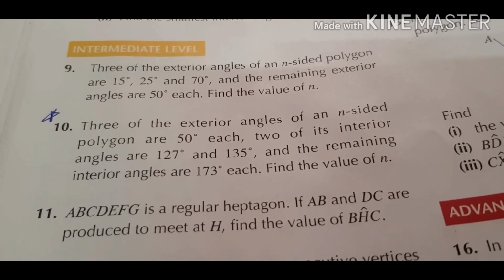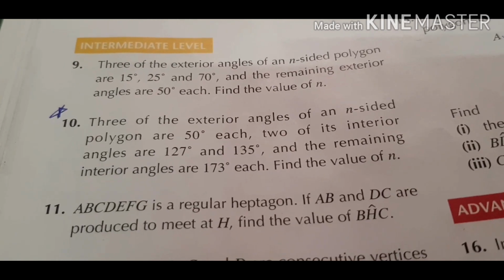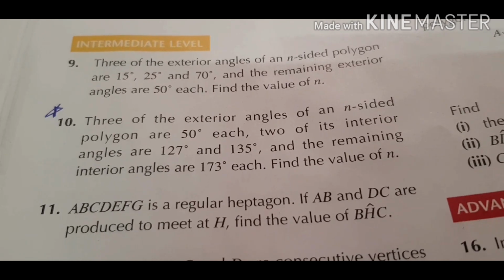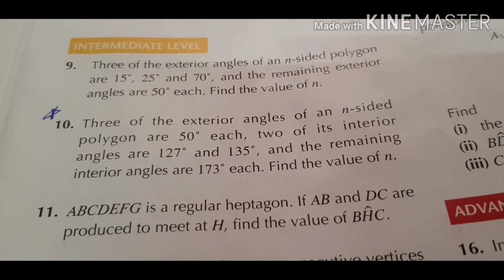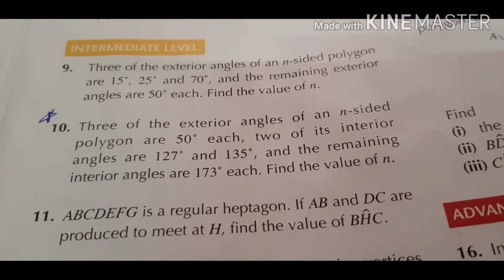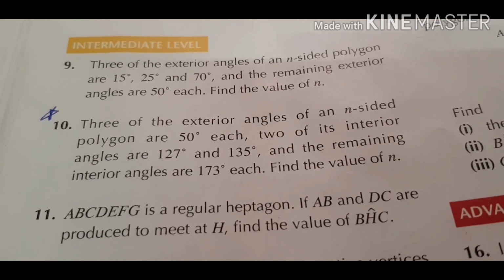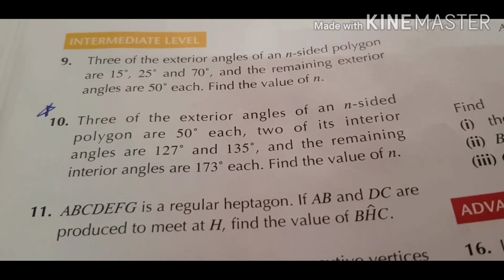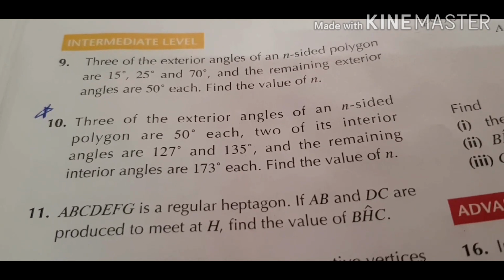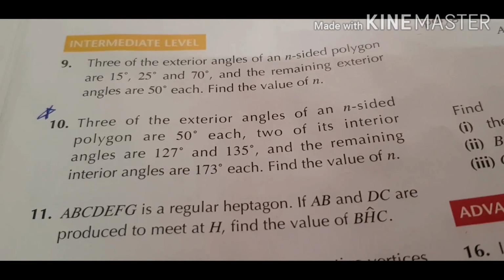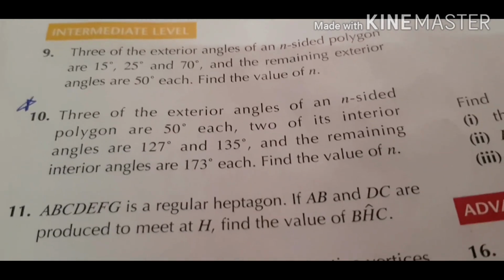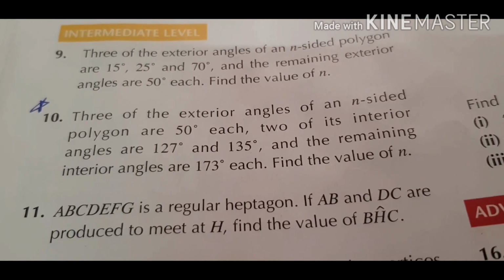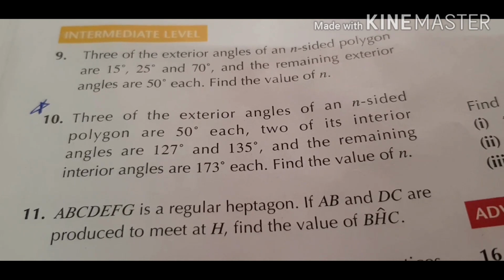Two of its interior angles are 127 and 135 degrees. Now here is the change. The first part talks about the exterior angles of 50 degrees each, and the next part talks about two interior angles, 127 degrees and 135 degrees. Now this is the tricky part. Question 10 is really tricky, and so is question number 9. But since question 10 is more tricky, we are solving question number 10 right now. Question number 9 will be part of your homework.